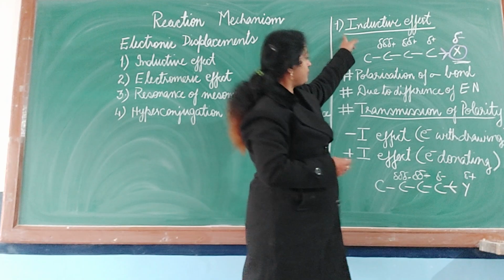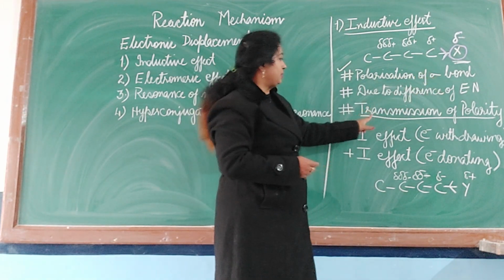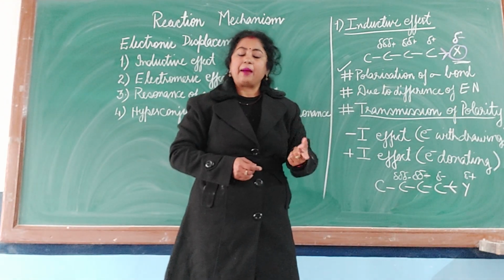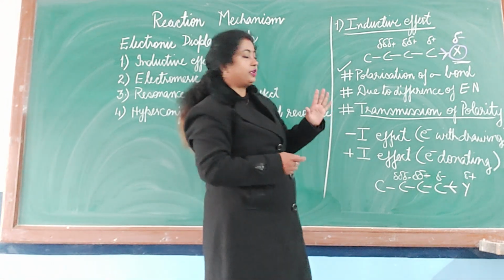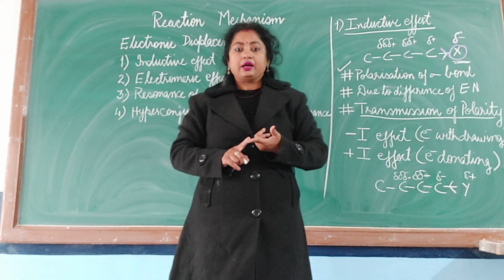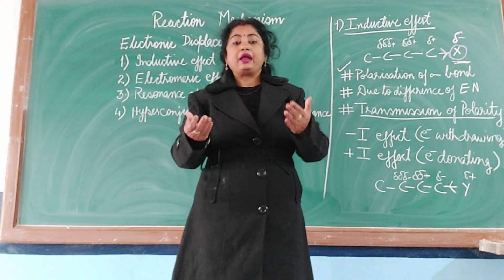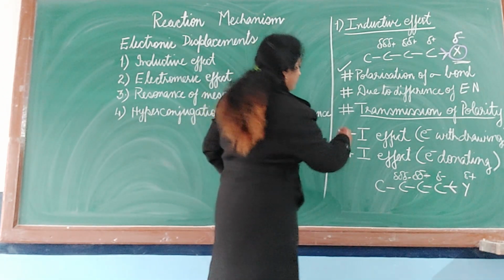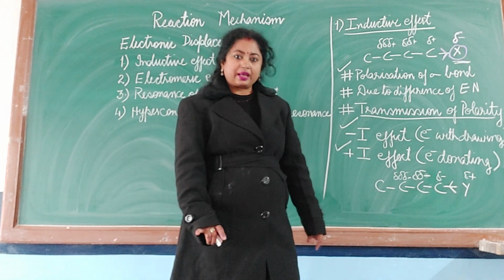So the inductive effect is the polarization of the sigma bond and transmission of polarity, and it happens due to a difference in electronegativity. Do remember, it is not always that the atom attached to carbon will be more electronegative. It can be less electronegative also. So the inductive effect is of two types, minus I effect and plus I effect.